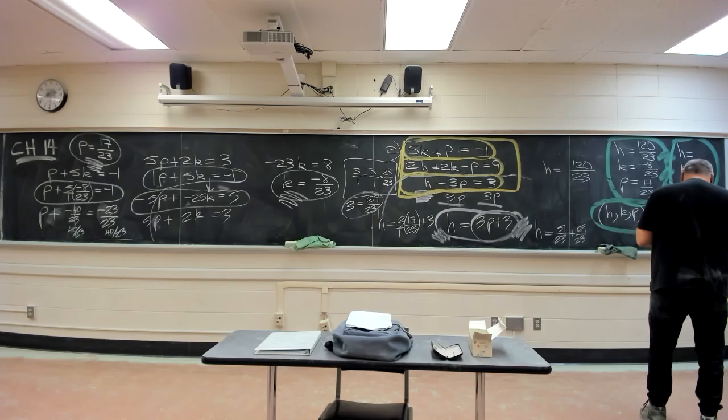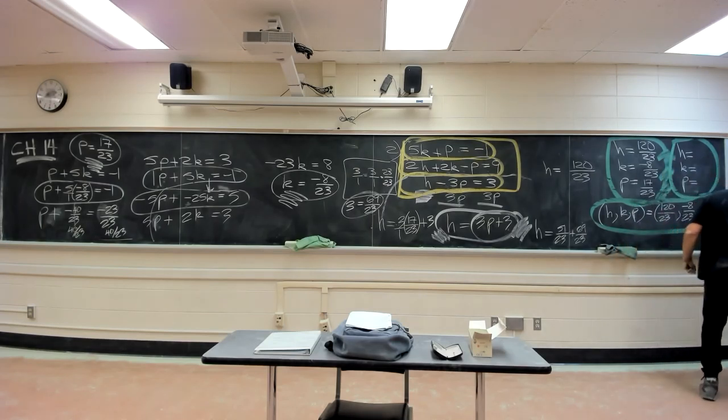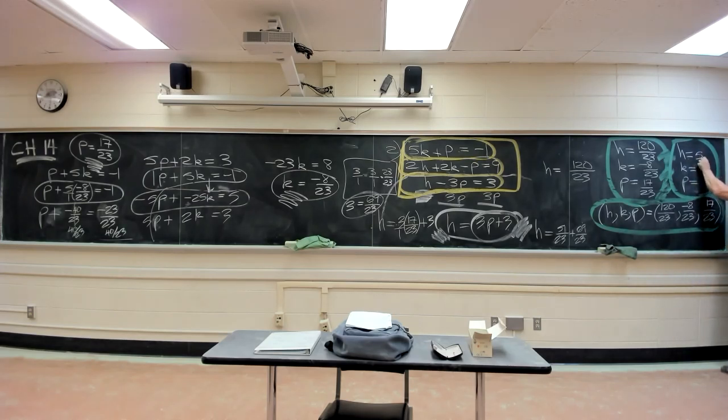For h, 120 divided by 23 is 5.217, so 5.22. How's that? For k, negative 8 divided by 23 is negative 0.3478, so negative 0.35 on that one.